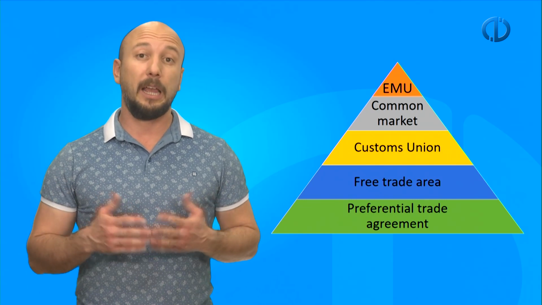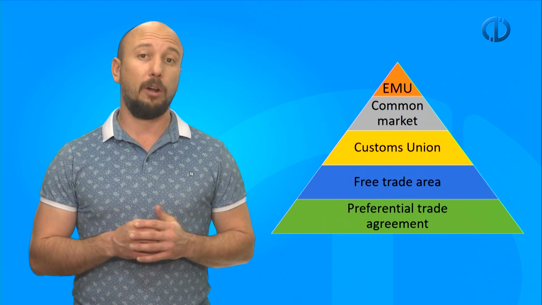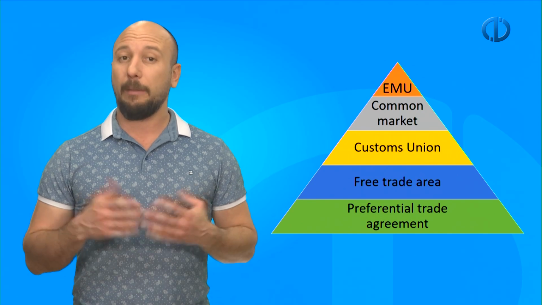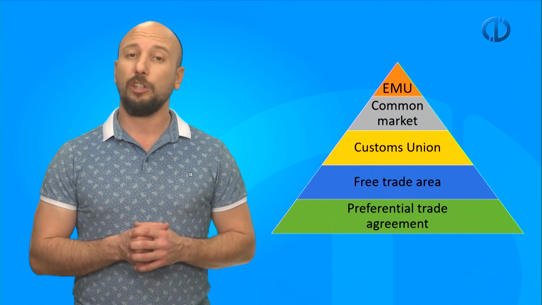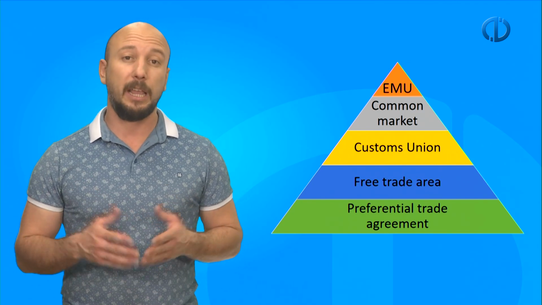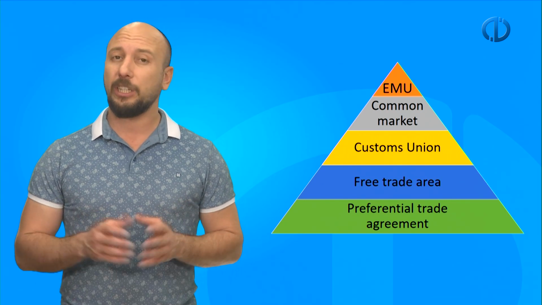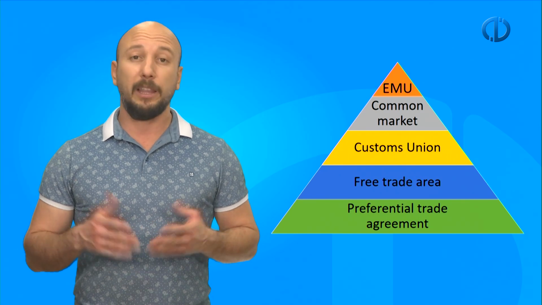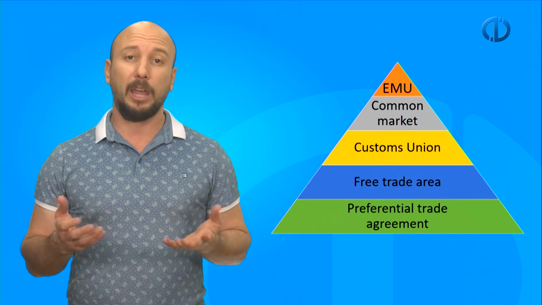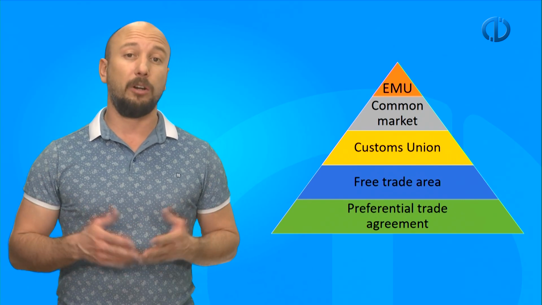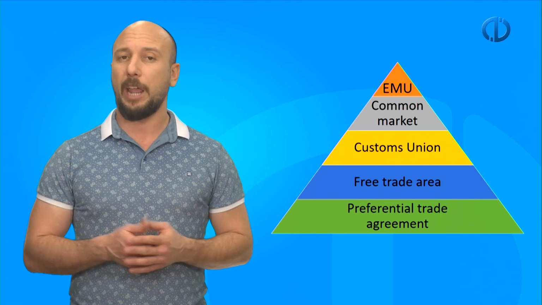Preferential trade agreement, that is at the bottom of the economic integration pyramid, constitutes the basic form of economic integration. The basic aim within a preferential trade agreement is to enhance international trade among the participant countries in certain industries. Free trade area is the next stage within the economic integration. The member countries are entitled to abolish all trade restrictions among themselves but continue to implement their own trade policies toward the countries that are out of the free trade area.